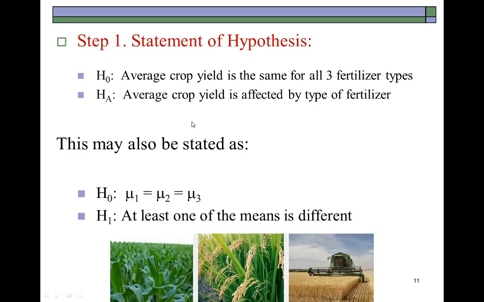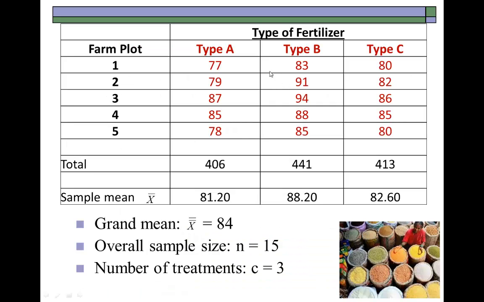If I go back here to the mothership, as it were, we're going to be looking at the difference between 77 and 81.2, 79 and 81.2, and the beat goes on. And for group number 2, or treatment number 2, we're going to be looking at the difference between 83 and 88.2, 91 and 88.2, etc. And finally, for treatment number 3, we're going to be looking at the difference between 80 and 82.6, 82 and 82.6, and so forth.